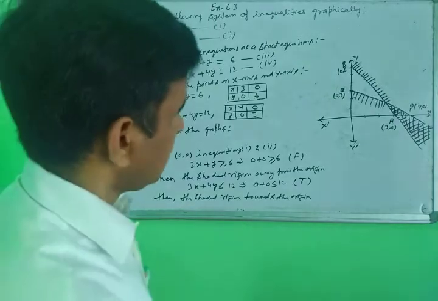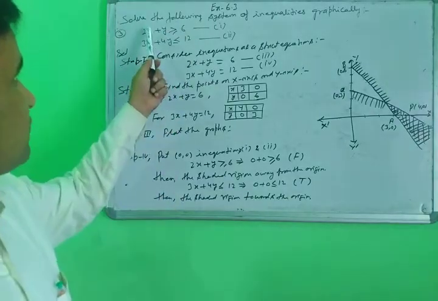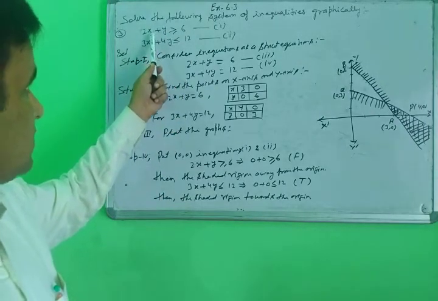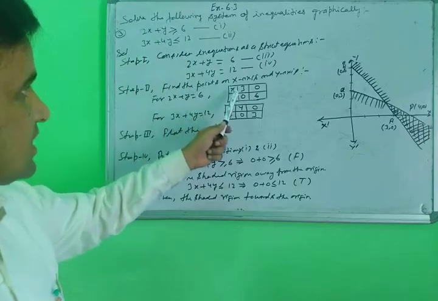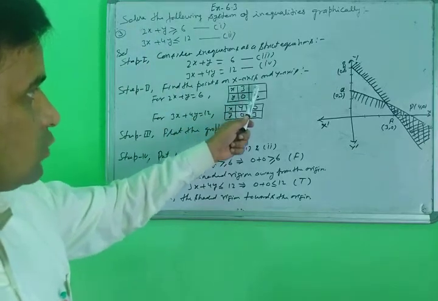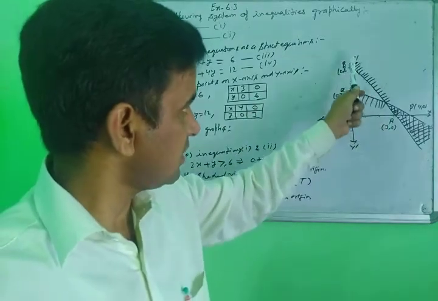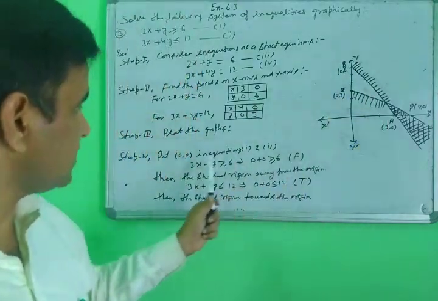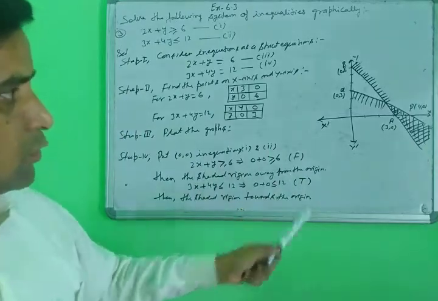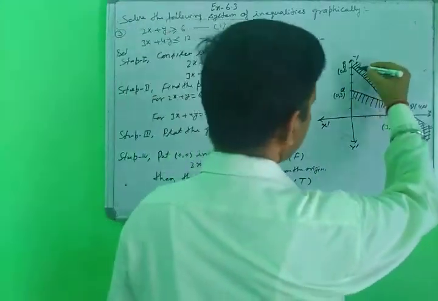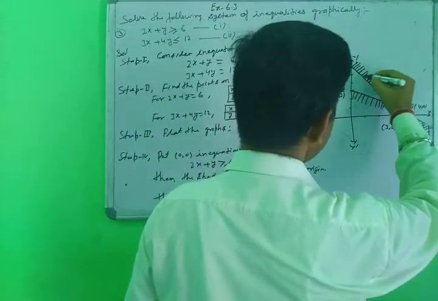Yes, students, according to this, the first inequality has points on the x-axis and y-axis: 3, 0 and 0, 6. The graph of this inequality passes through 0, 6 and 3, 0. The result of this first inequality is away from the origin.